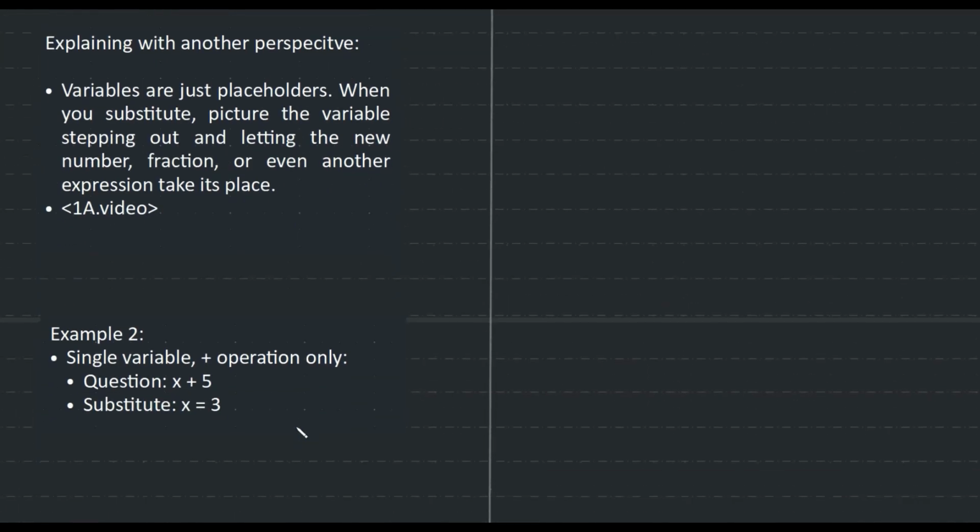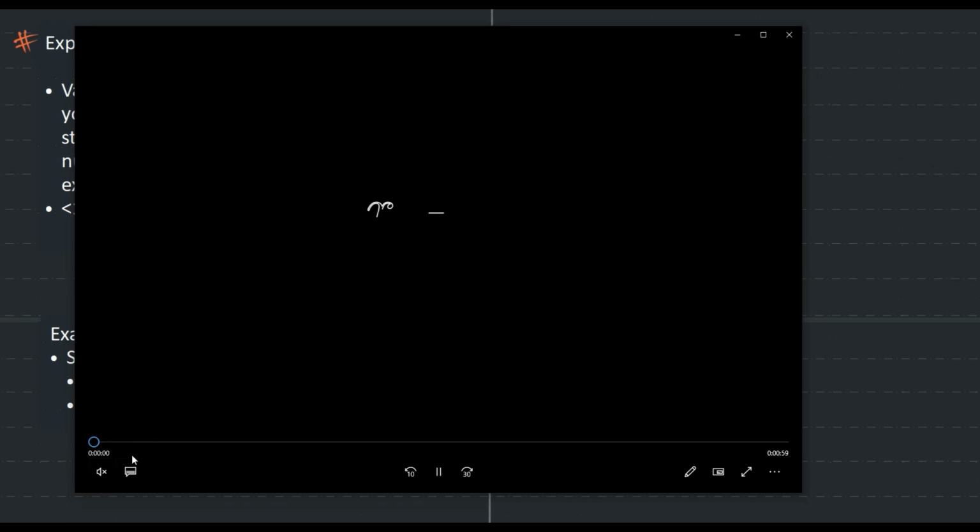Now let's have a look. But why does this work? Why does this work? So this has to go back to the fact that variables are nothing but placeholders. They're there only for the matter of time until a number comes in. For example, let's have a look at this.